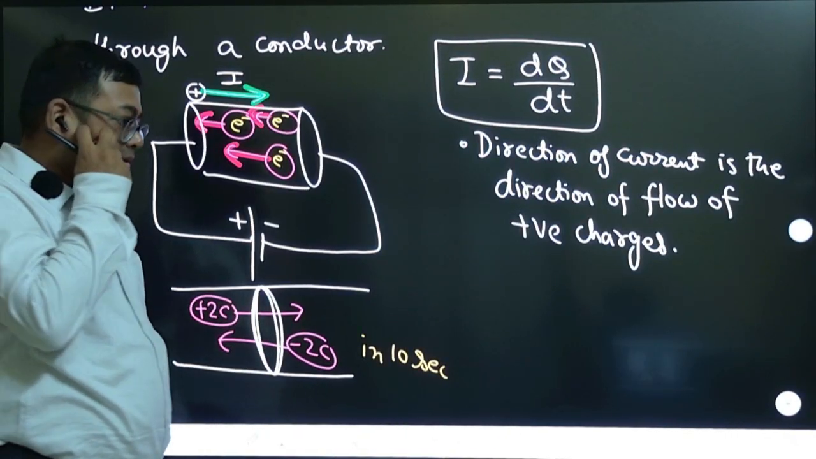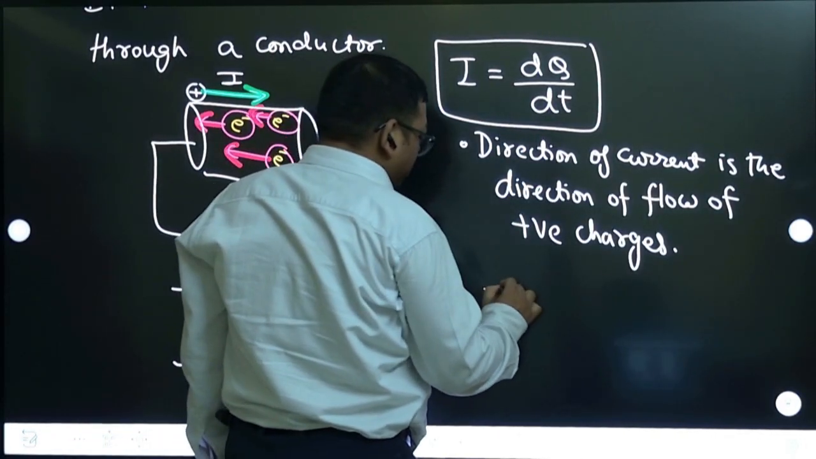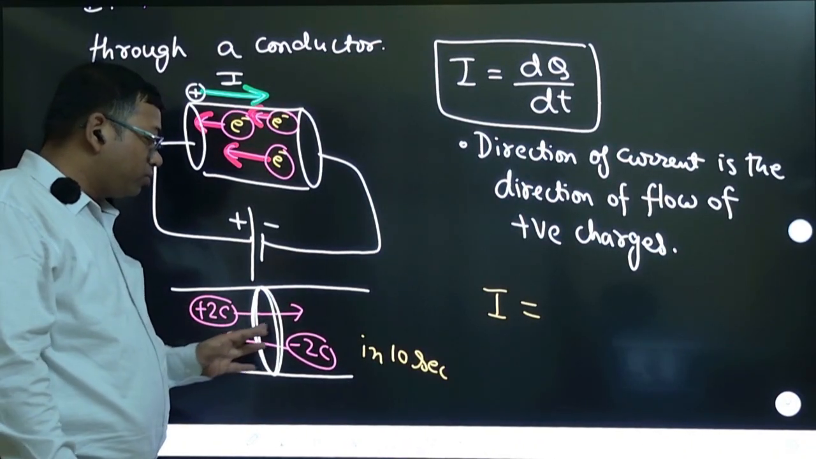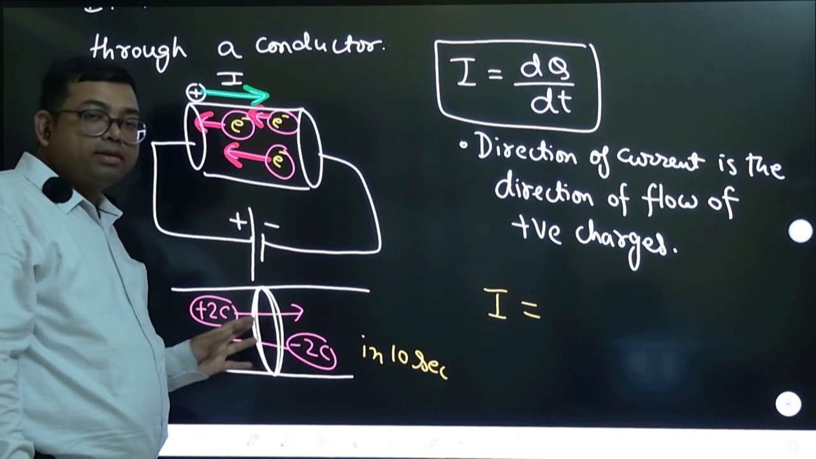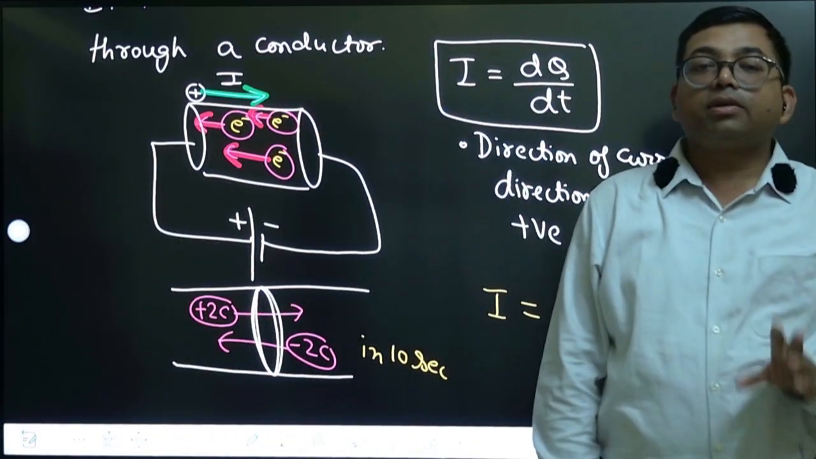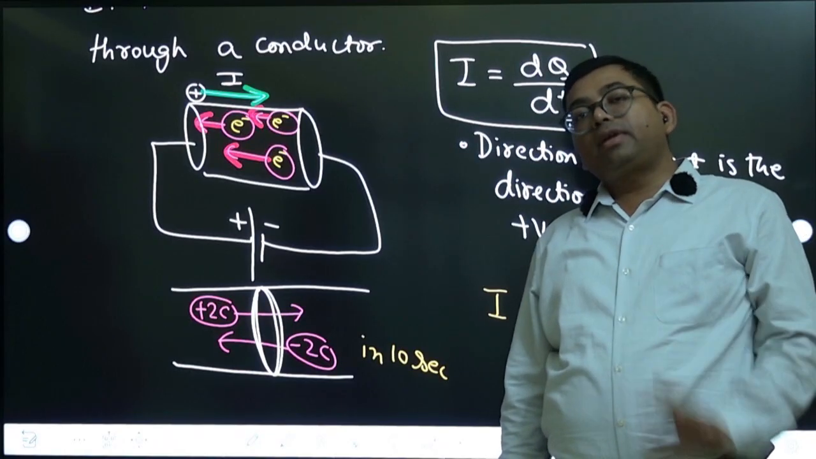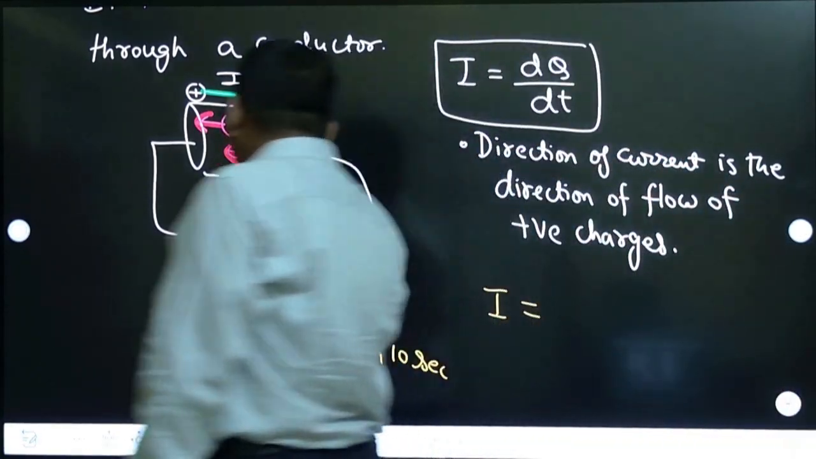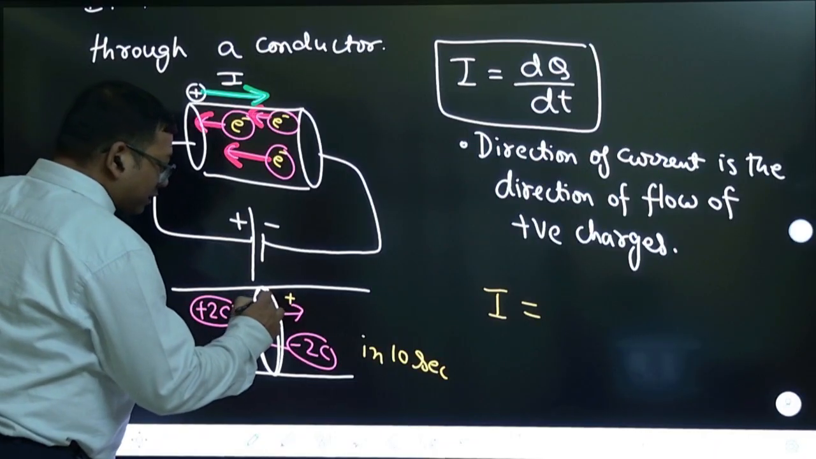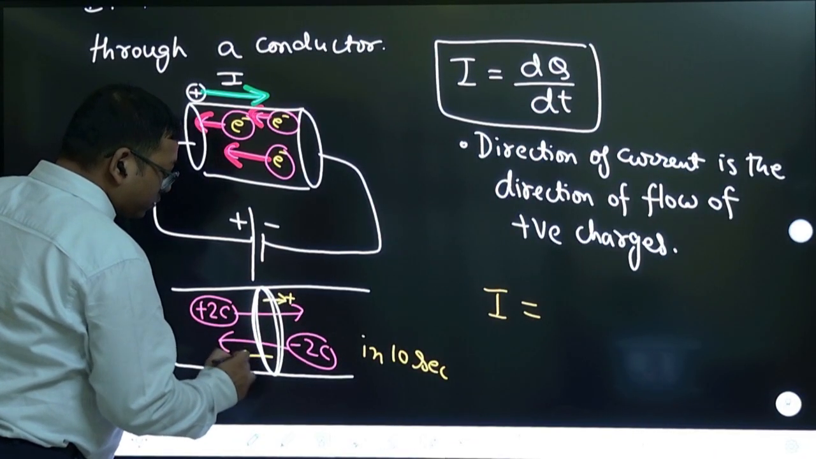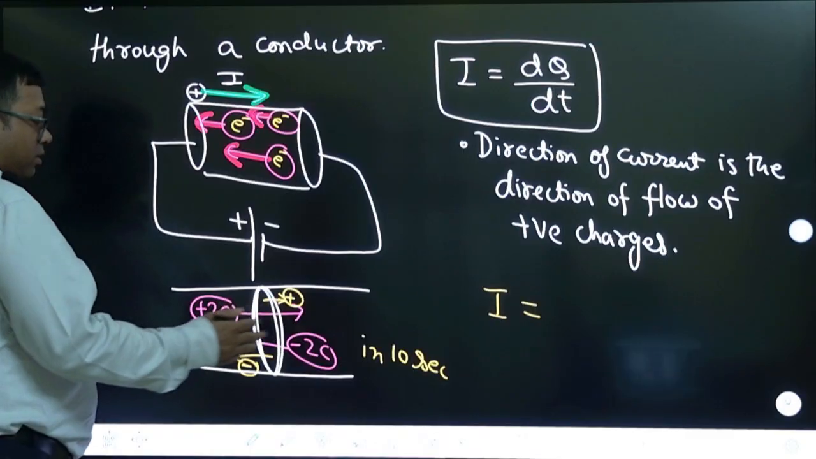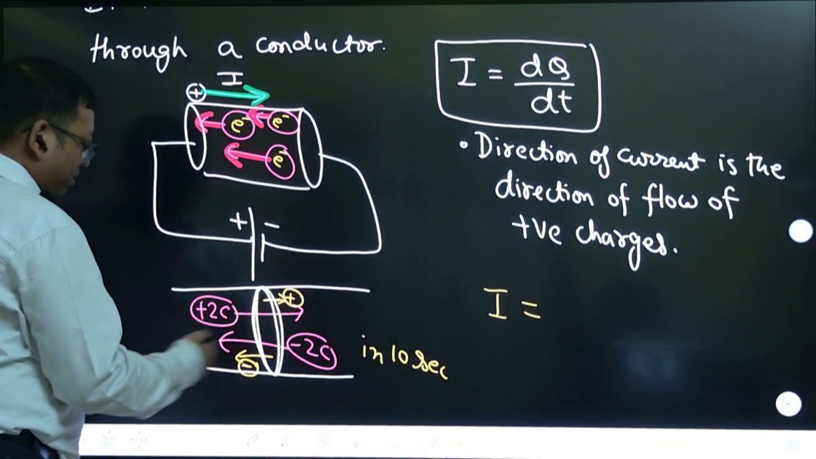What is the current? Note that you can choose one direction as positive and another direction as negative. Although current is not a vector quantity, the direction we have to indicate. Suppose positive charges are going in this direction, the positive direction. Two directions we are choosing here: left to right is positive, right to left is negative.